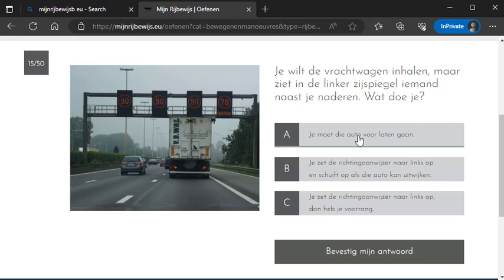Option A is you must let the car approaching you pass first. Option B is you must put on your indicator and move to the left lane. Option C is you must put on your left indicator and then you have priority. No, option A is you must let the car pass first.